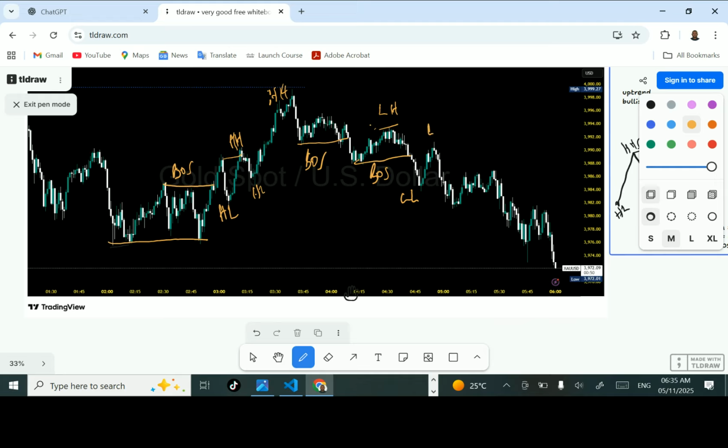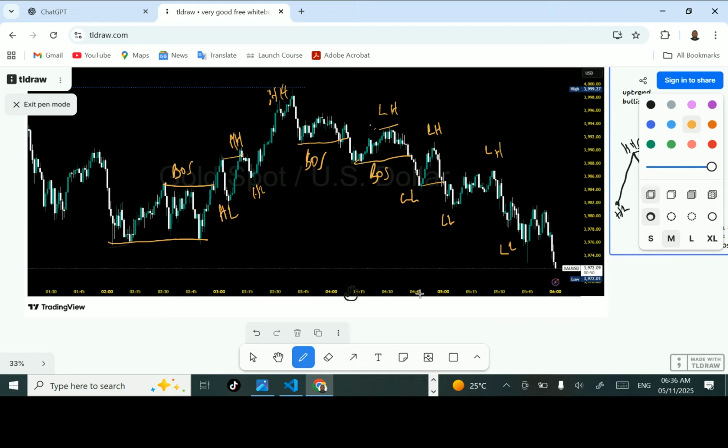It pulled back and formed a lower high point. Then it broke structure here. It formed a low point. It pulled back and formed a lower high point. Then it broke structure and formed a low point. So you see that whether you are trading forex, commodities or crypto, the market will always move in this pattern of break of structure, always keep breaking structure, pulling back.